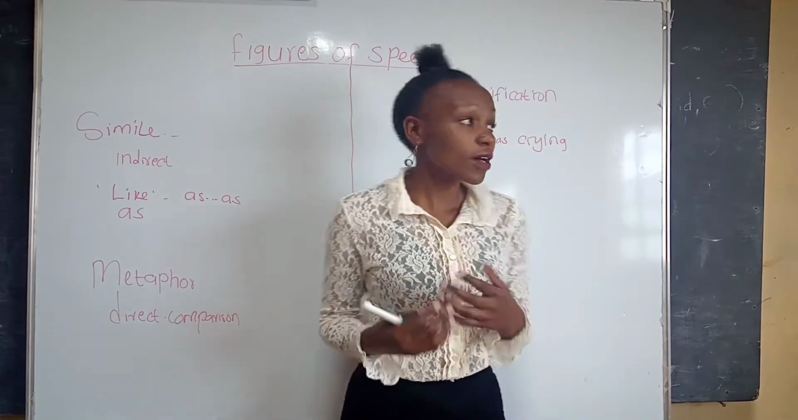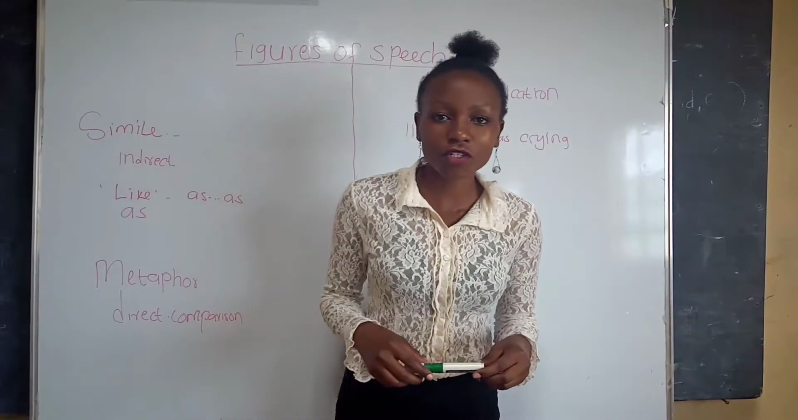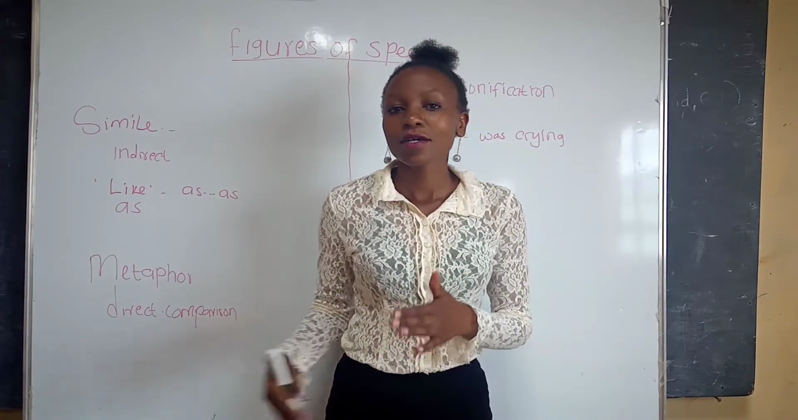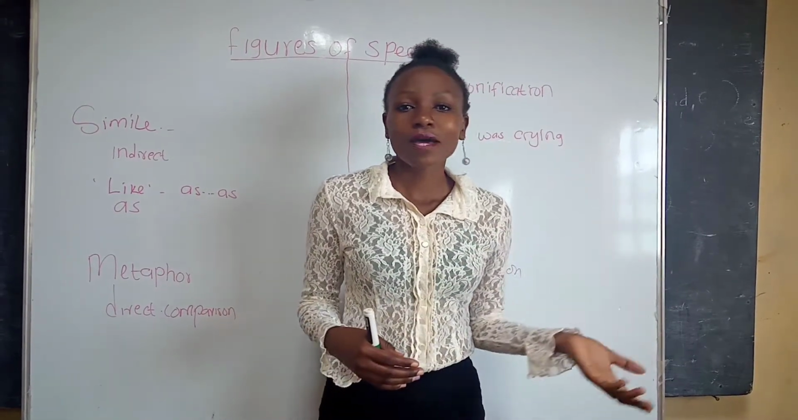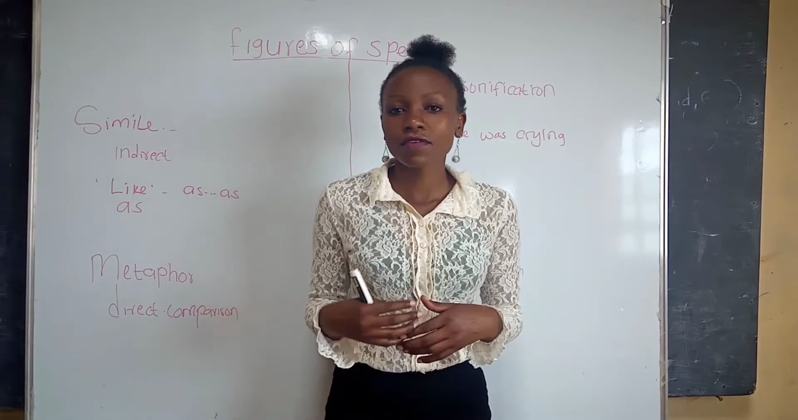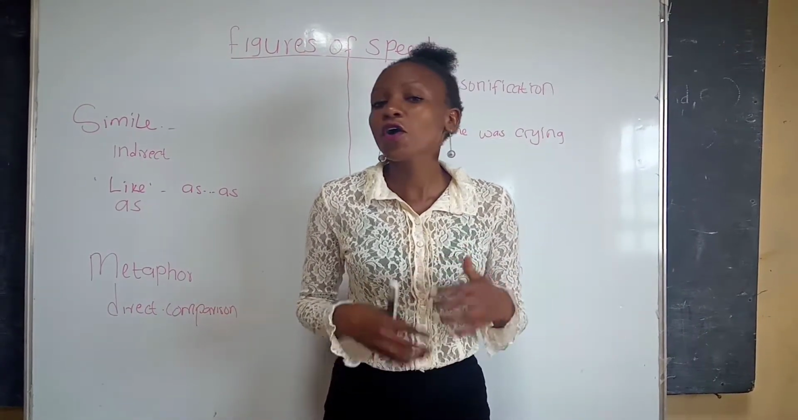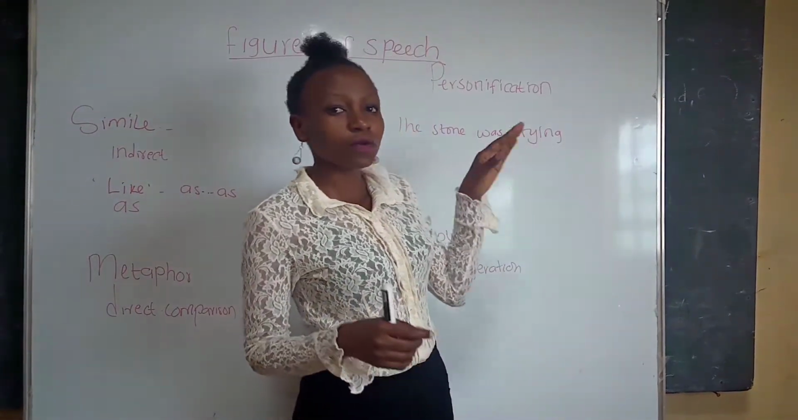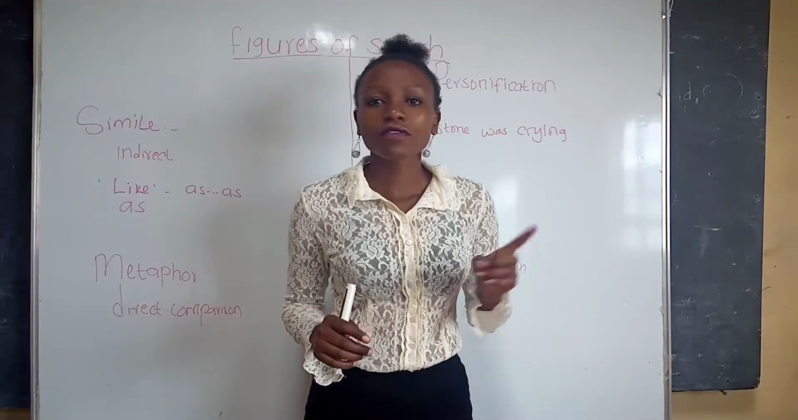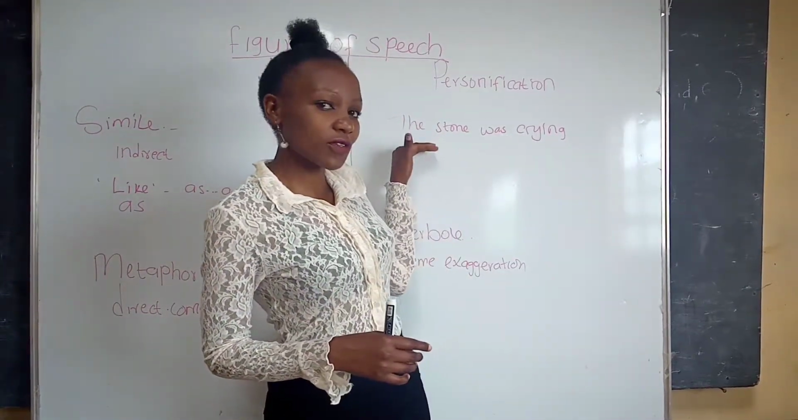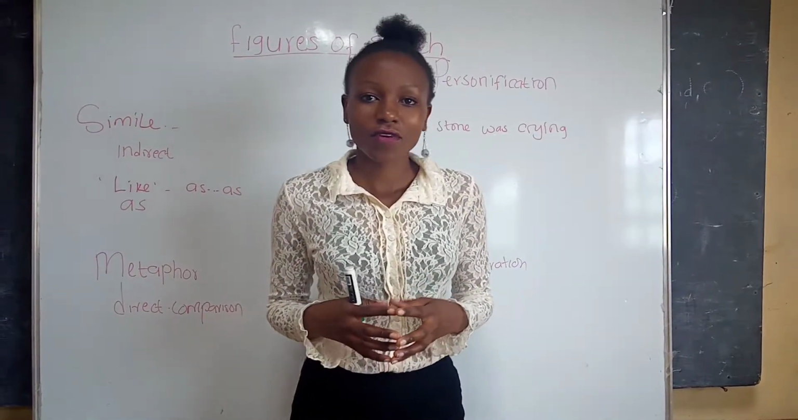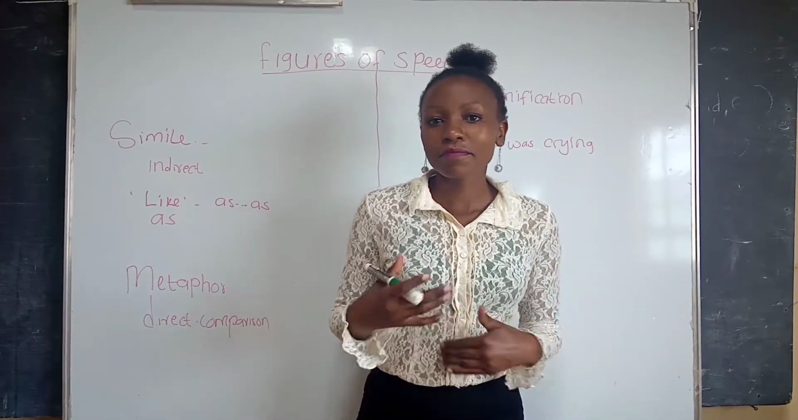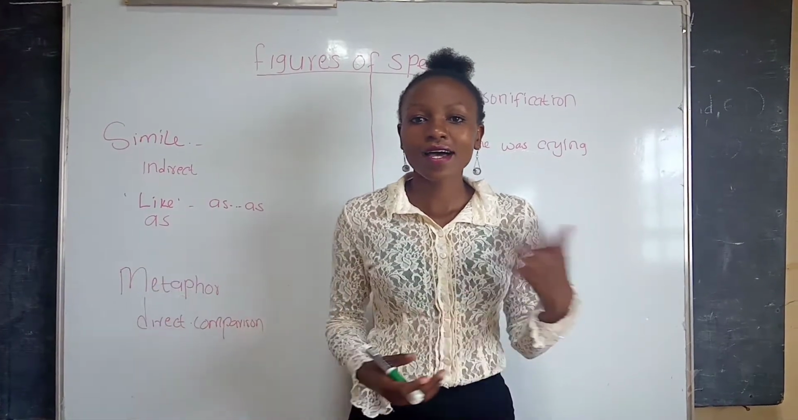We're going to move to the third one, and that is personification. The name personification is derived from the word person. So what is it? This is whereby non-living things are given the traits or qualities of human beings. For example, the stone was crying. It is not possible for a stone to cry, but it has been personified and given the qualities of a human being. Examples are, the sun was crying, the clouds are pregnant, and so on.